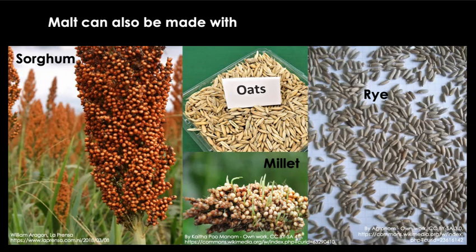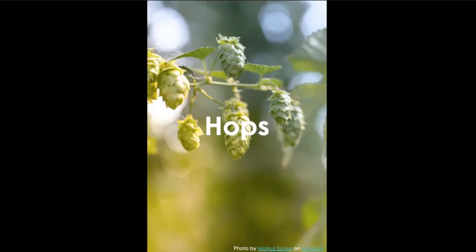So the main idea of these grains that are used for malt is to provide a source of starch for our brewing purposes. The next ingredient that we need for making beer is hops. Hops have a strong contribution to beer brewing.